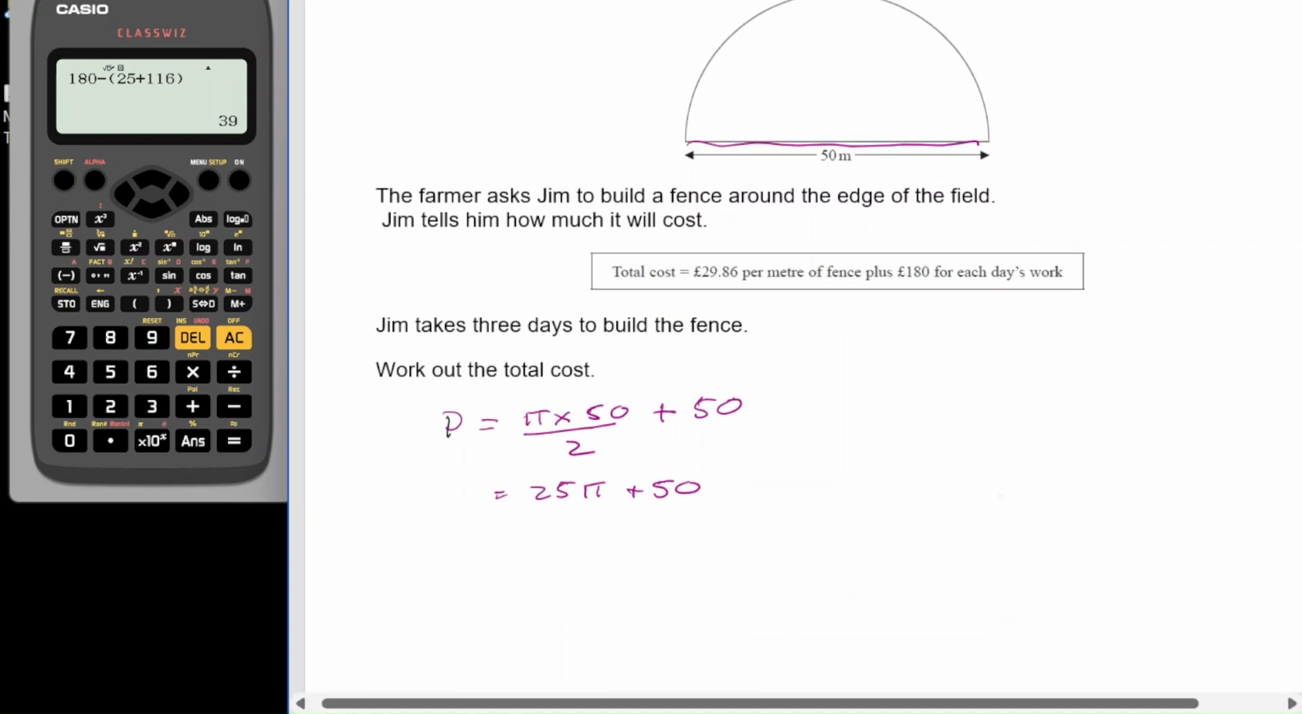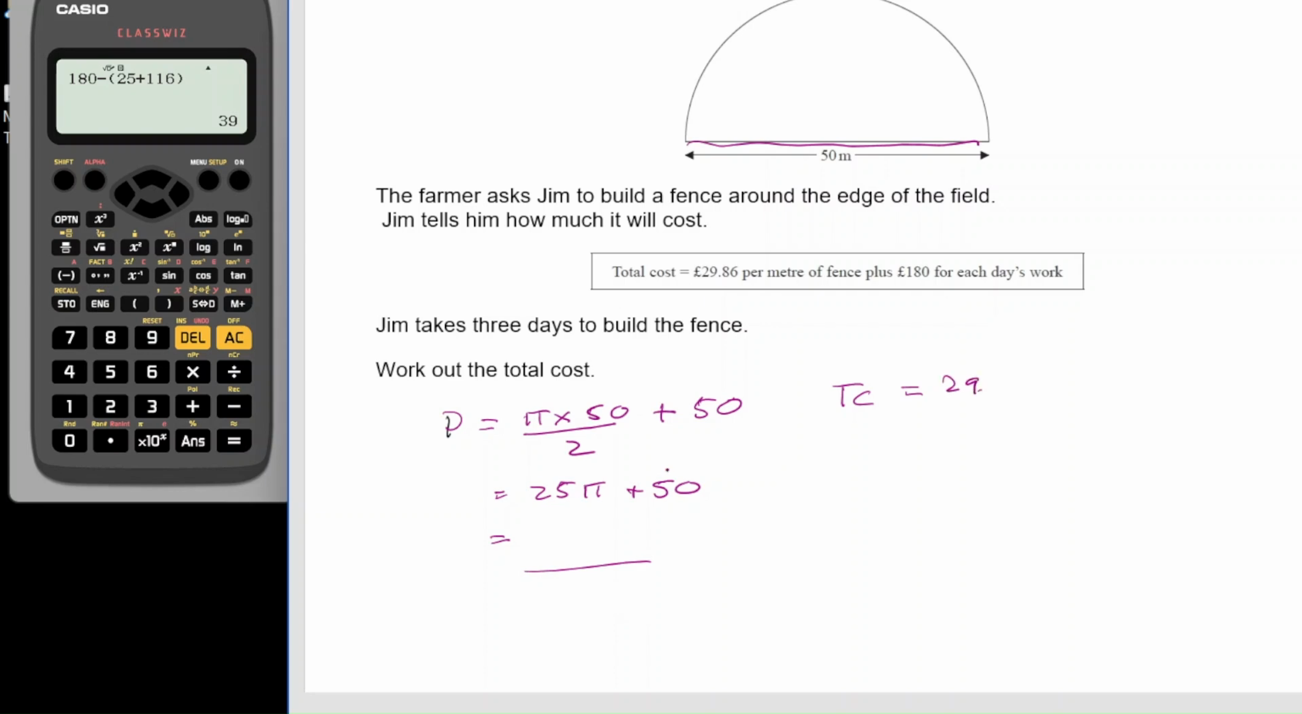Right, and that'll tell us our total length in meters. So the total cost is going to be equal to, I'll come back to that in a second. It's going to be 29.86 times my last answer, and then plus 180 times 3.